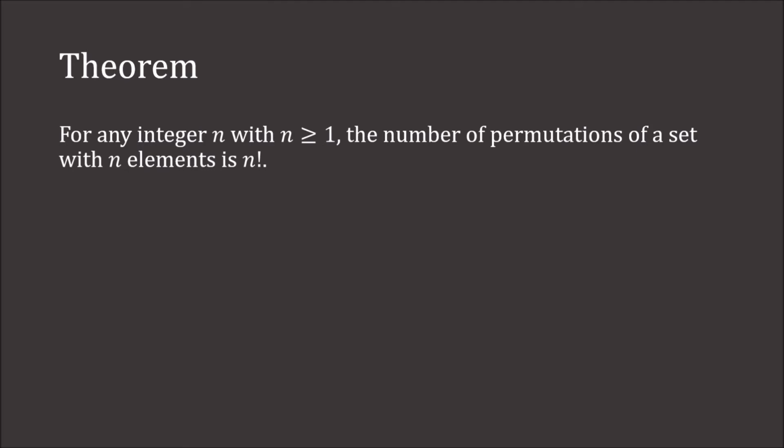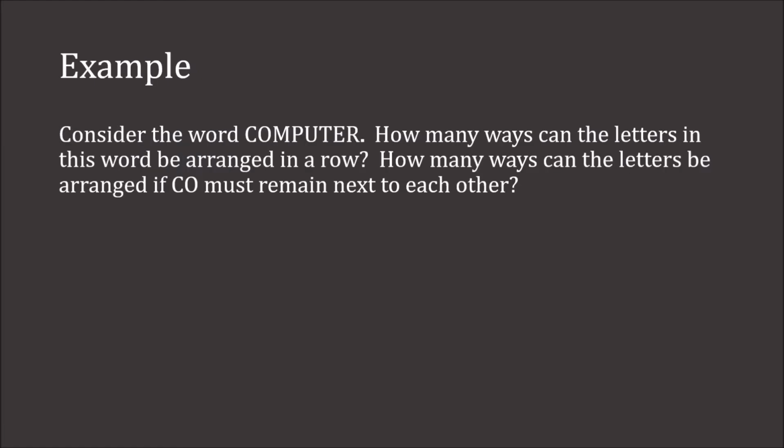Right, and this leads us to this. For any integer n with n greater than or equal to 1, the number of permutations of a set with n elements is n factorial. Now let's consider the word computer. How many ways can the letters in this word be arranged in a row? Then how many ways can letters be arranged if CO must remain next to each other?